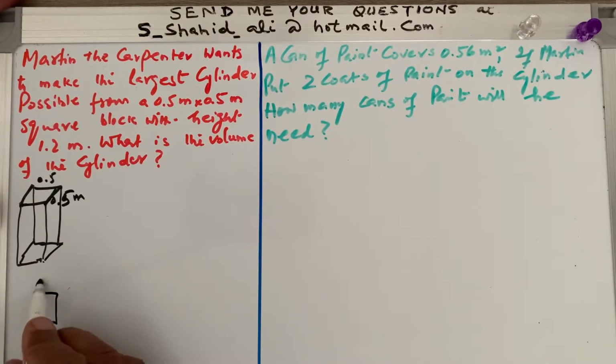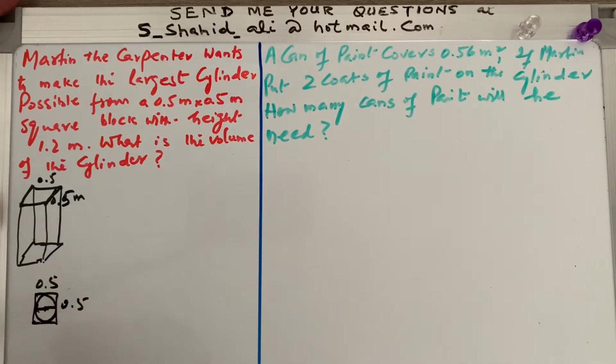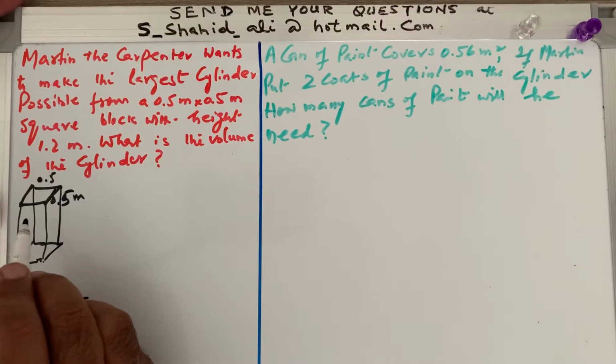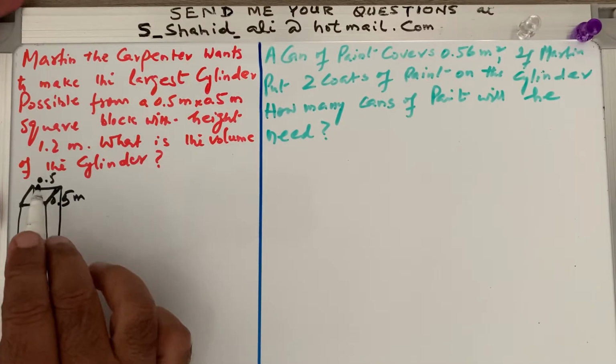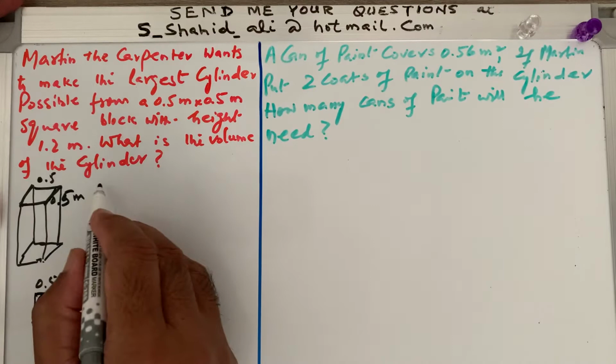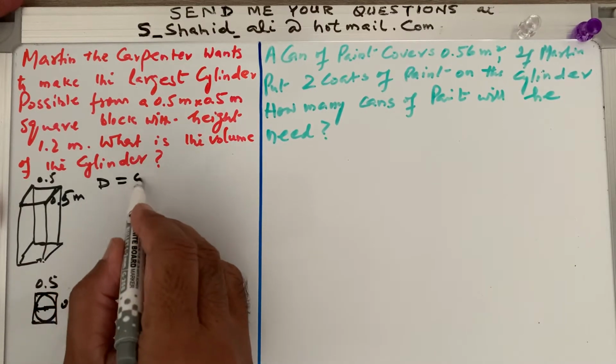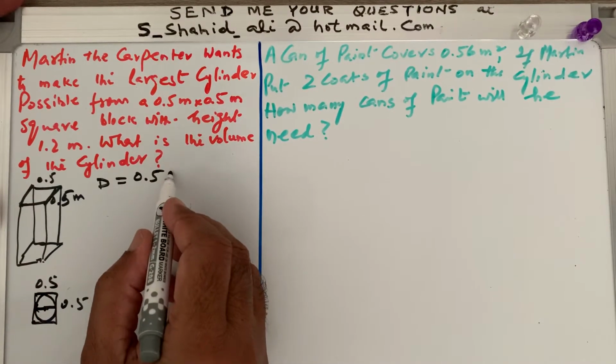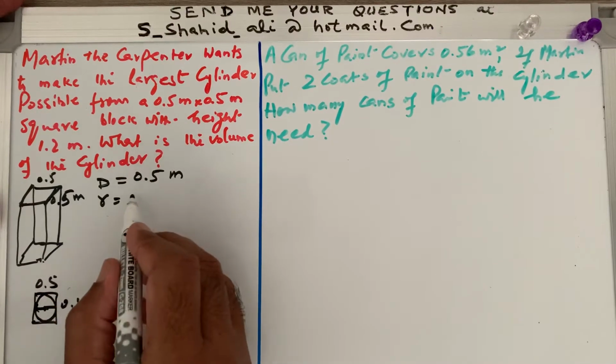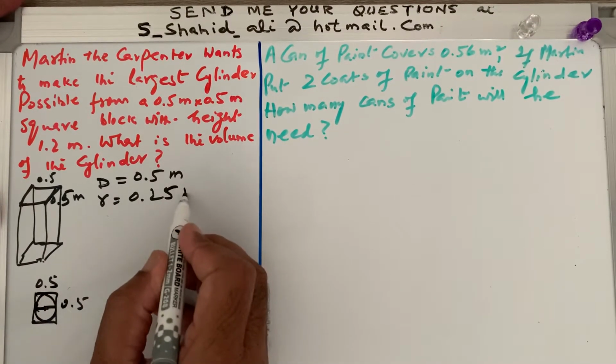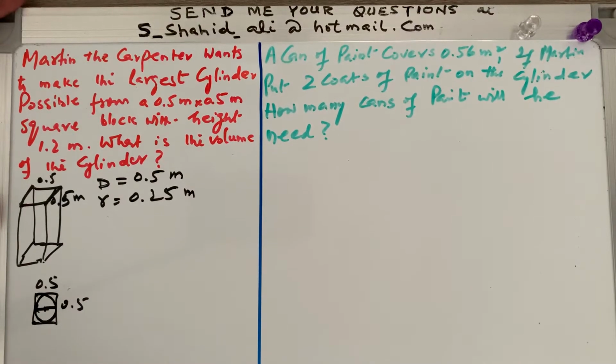If it is 0.5 by 0.5, you remember that if we take the center and we make a circle, the diameter of the circle will be exactly equal to 0.5, right? So when they give us the block size, which is a square, 0.5 by 0.5, it is actually the diameter of the circle. So the diameter of the circle is 0.5 meters, and we can halve it to get the radius of the circle. So this is what you need to understand.